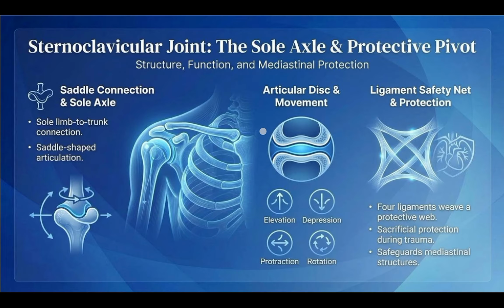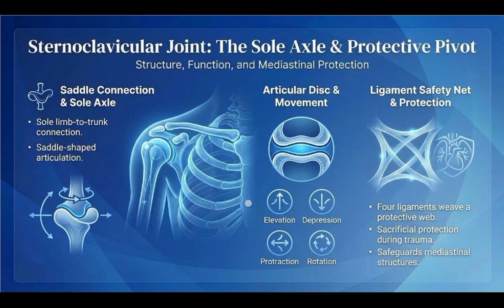So where is this articulation taking place? At the manubrium of the sternum. So the manubrium of the sternum is where the sternoclavicular joint takes place. The sternoclavicular joints are actually the sole limb-to-trunk connection and a saddle-shaped articulation.